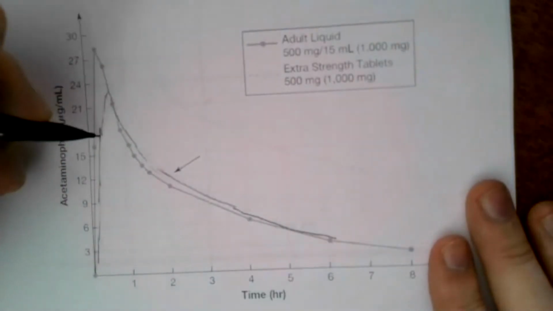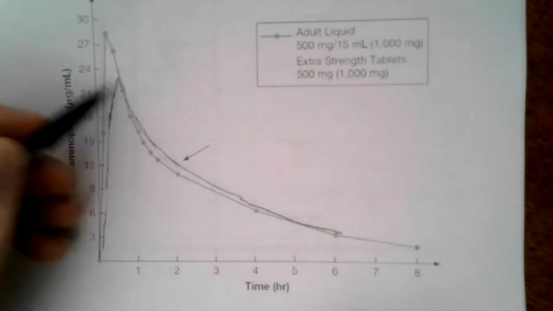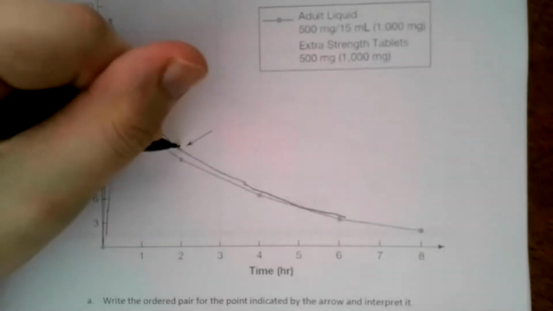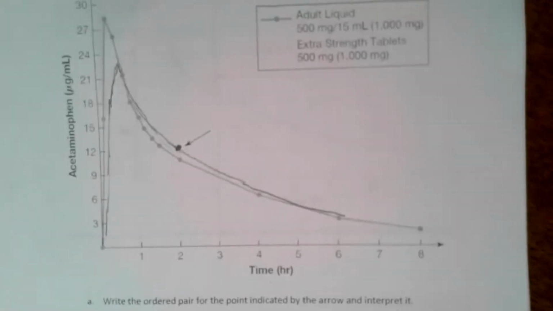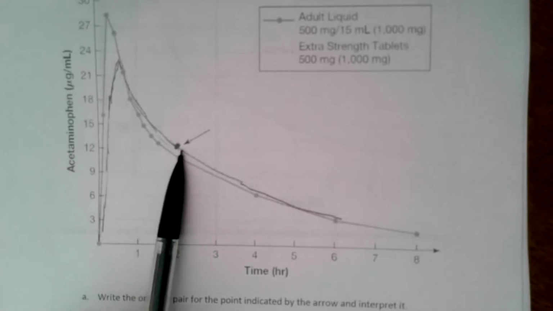Something like that. That's the second graph. Okay. And the first question says, write the ordered pair for the point indicated by the arrow and interpret it. So we have a point right here. And that point, it looks like it's at 2, 12, right?